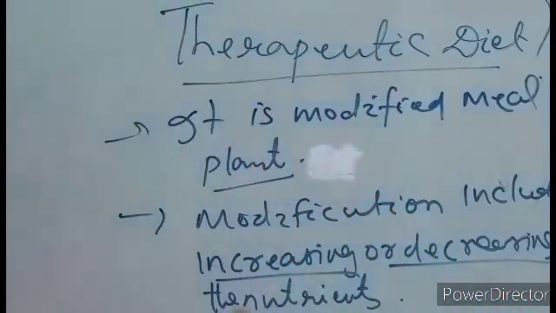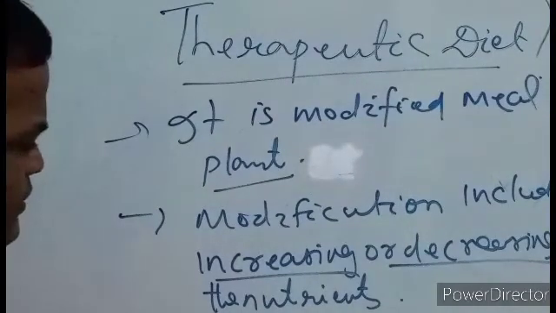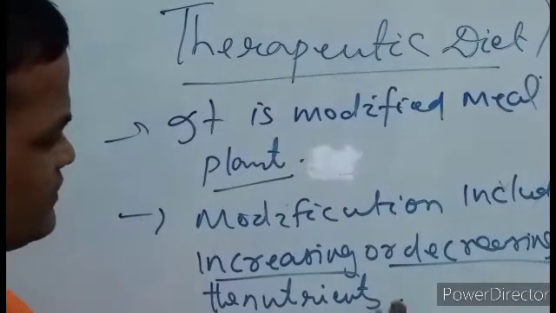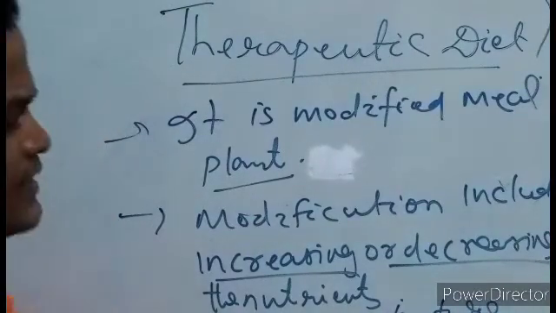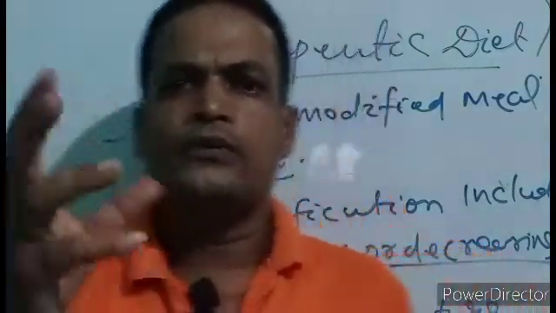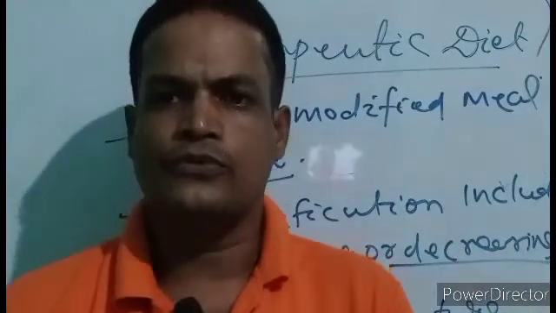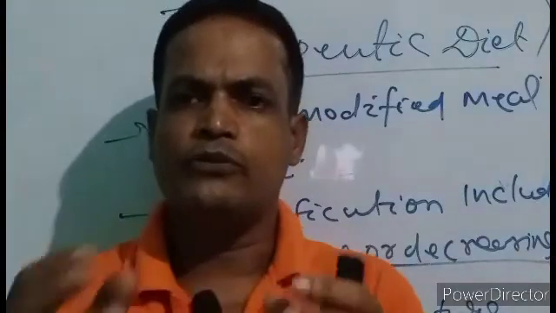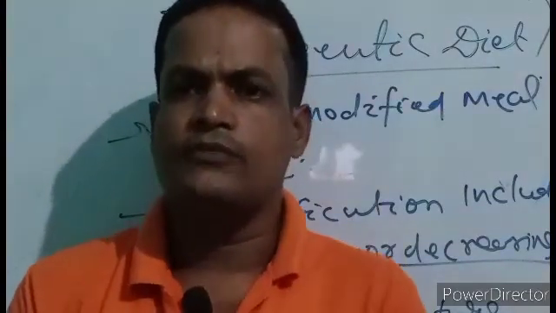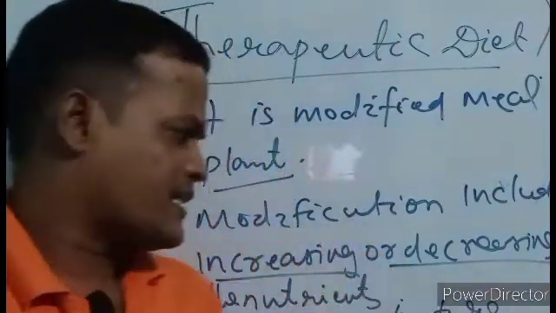Next is change of texture. What do we mean by change of texture? How the food looks, what the appearance of the food is, what type of food it is, whether it is solid food, liquid food, fluid food, semi-solid, or semi-liquid. So this is called texture.